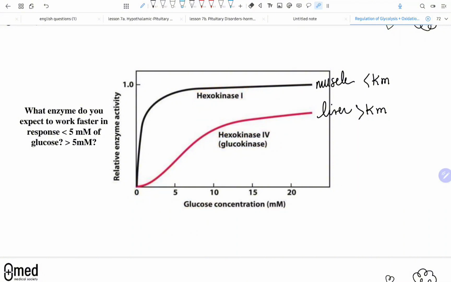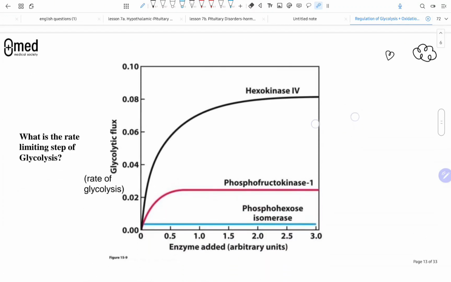This also tells us that hexokinase 1 has a maximum activity, or hexokinase 1 operates near its maximum capacity and cannot respond to further increases in glucose concentration. So what does she want us to know? What enzyme do you expect to work faster in response to lesser glucose and to higher glucose? So lesser is this one, higher is this one.